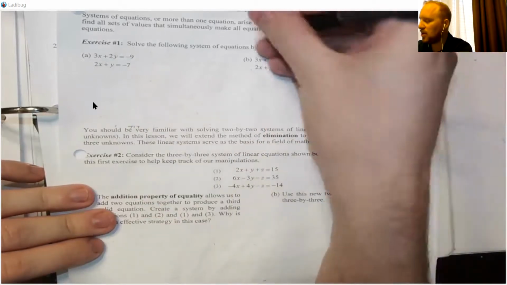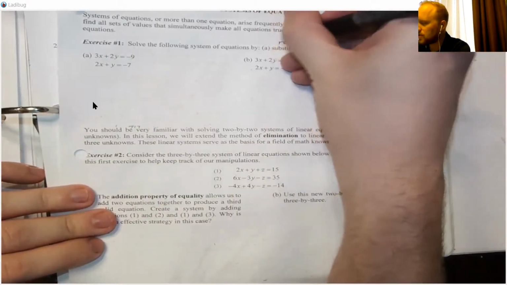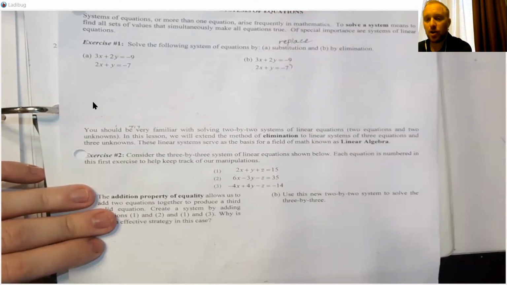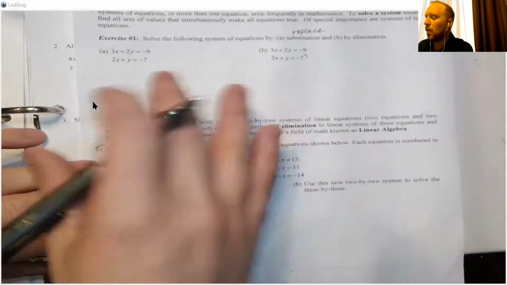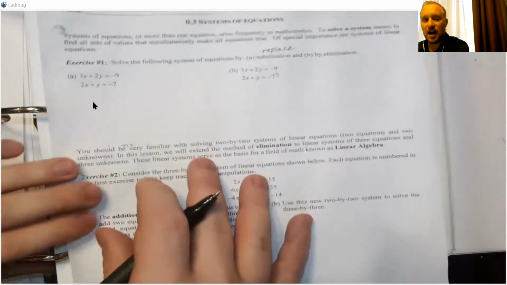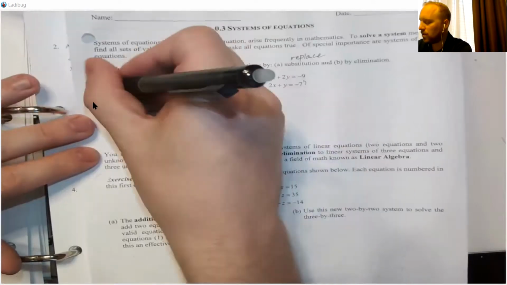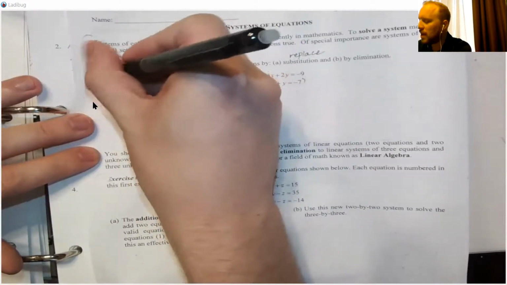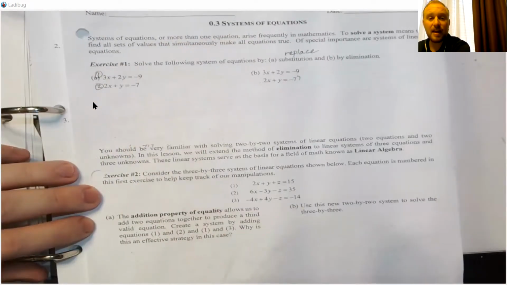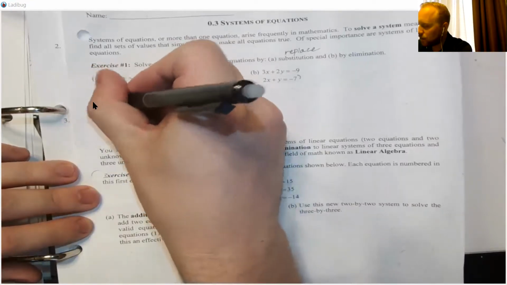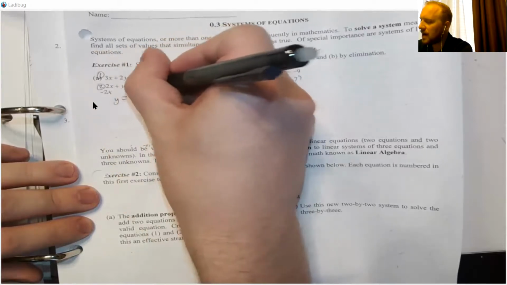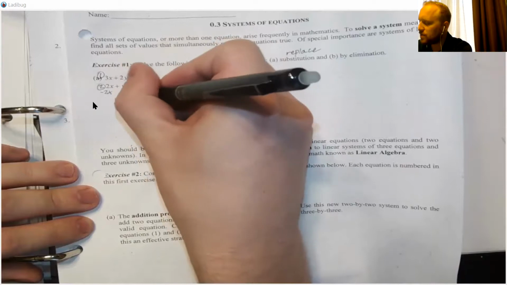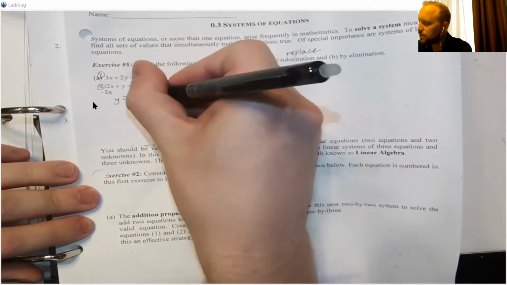So substitution is another word for replace. We're going to take a variable and replace it, putting it in terms of the other. When I look at my two equations here, I'm going to label them 1 and 2. I'm going to take the second one and rewrite it so y is by itself. To do that, I'm going to subtract 2x from both sides, and this is going to give me y equals negative 2x minus 7.